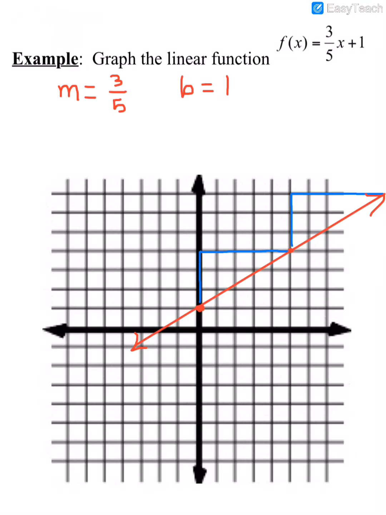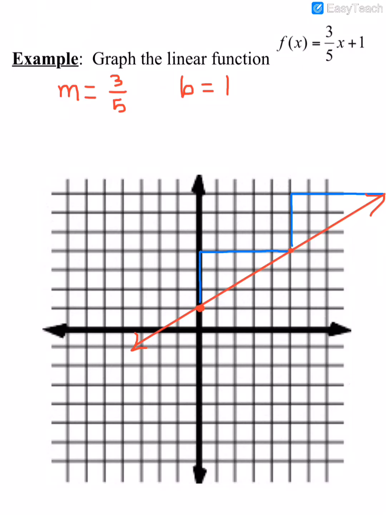Now, remember we said that a positive slope told us that our line would rise from left to right. So our slope was positive and our line is rising from left to right. If we had a negative slope, then our line should be falling from left to right. If it's not, then you didn't graph it correctly.